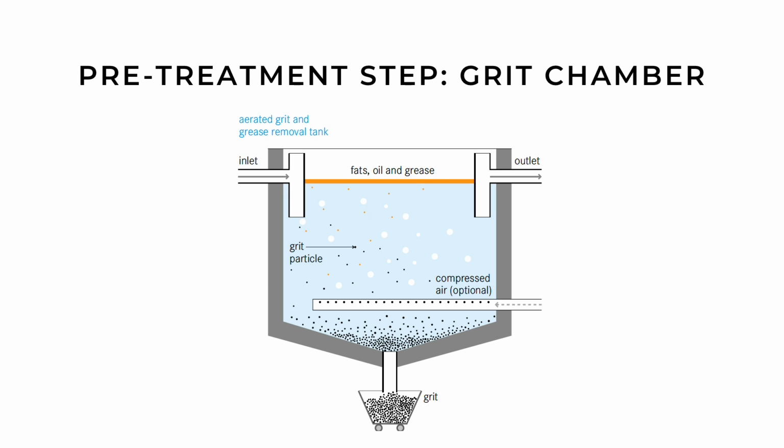There are 3 general types of grit chambers: horizontal flow, aerated, and vortex chambers. As you can see in the figure, grease traps and grit chambers can be combined in one unit. All right, that's all about pretreatment.